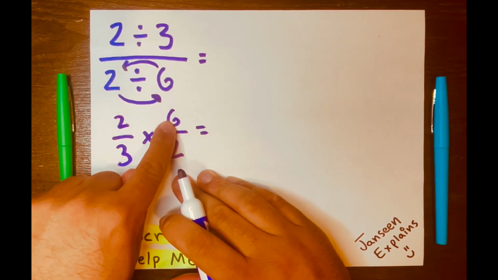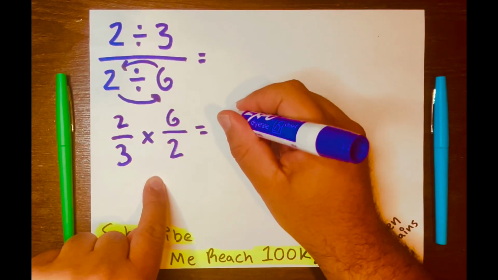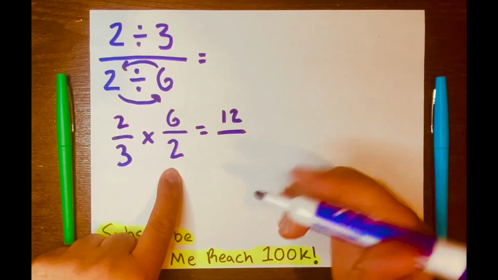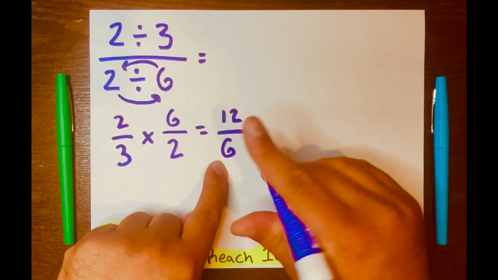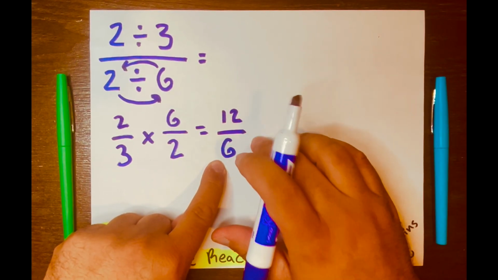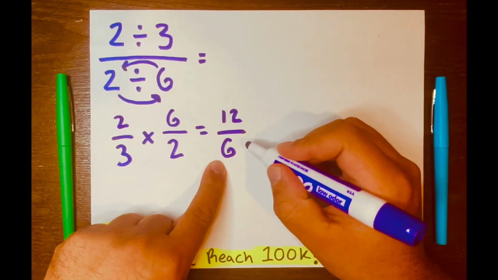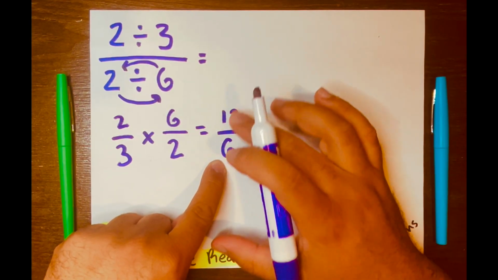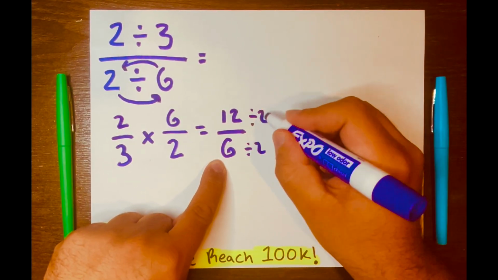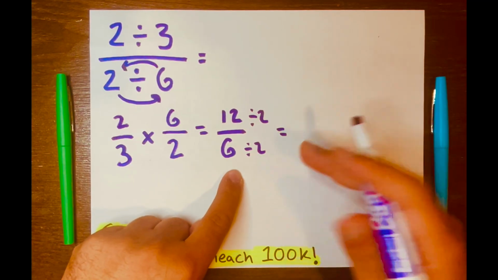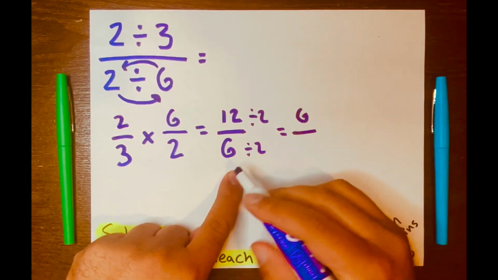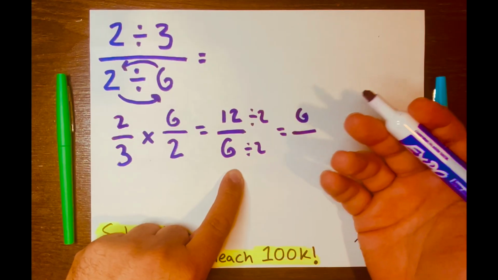So 2 times 6 equals 12 over 3 times 2 equals 6. And now we have an improper fraction, 12 over 6, and this can be broken down to its simplest terms. So knowing that the top number and the bottom number are even, we can just divide by 2. So 12 divided by 2 equals what? 6. Over 6 divided by 2 equals what?